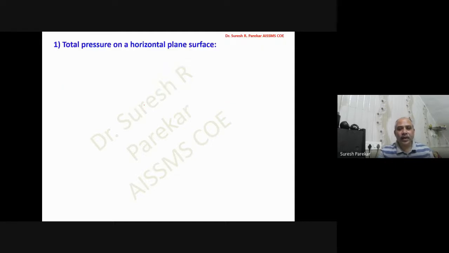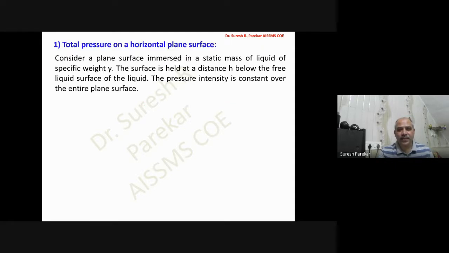Now we have total pressure on a horizontal plane surface. So now we will consider a plane surface which is immersed in a static mass of fluid. So this is horizontal surface. So all points of the surface are at the same height from the surface of the liquid. So the surface is held at a distance h below the free liquid surface of the liquid, and the pressure intensity is constant over the entire plane surface.